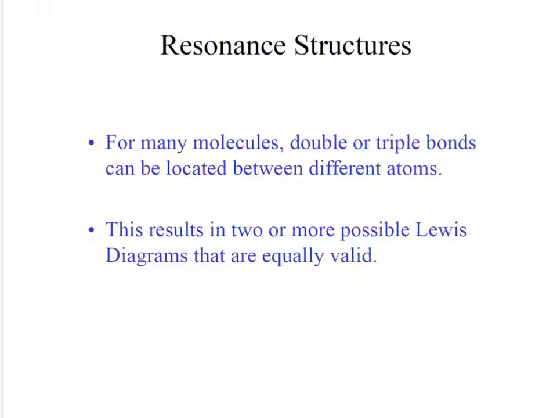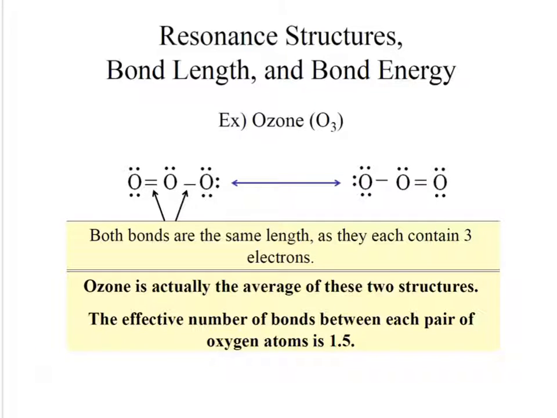So we can draw resonance structures between multiple bonds, and so there are Lewis diagrams that are equally valid. When you draw ozone, you could place a double bond between the central atom and the atom on the left, or between the central atom and the atom on the right. So which one is it? Well, we would expect the double bond to be shorter than the single bond, but they are both the same length. They both have a length that is about halfway between a single and a double bond.